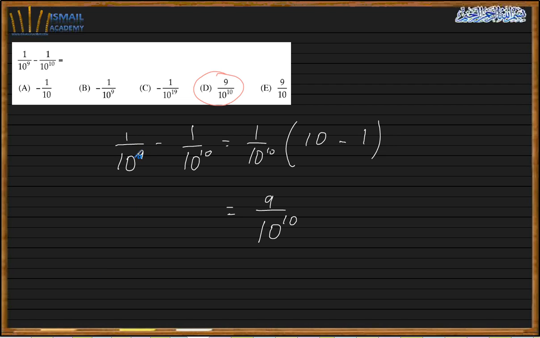You can make, by the way, the common denominator here. So if you want to do it this way, let me do this way. So 1 over 10 to the 9 minus 1 over 10 to the 10. You can make common denominator, which is 10 to the 10th. So I multiply both sides by 10. So we end up having 10 minus 1 over 10 to the 10, which is the same thing as 9 over 10 to the 10. As you see, the same idea. So either you use the common denominator or you take the lowest term as a common factor.